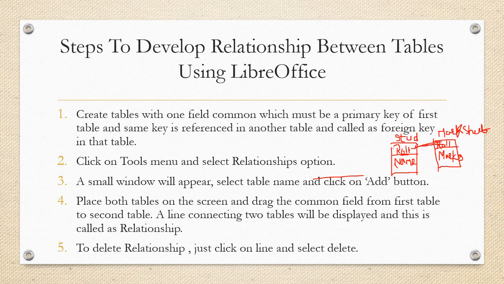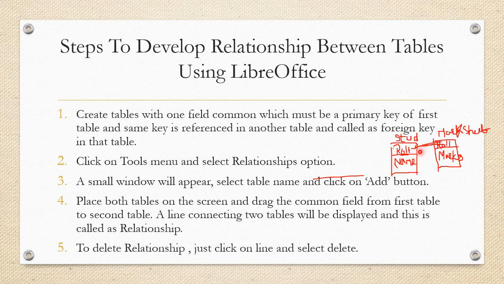The line which you are going to see, from here you are going to drag. This is the primary key. So from here you have to drag and take it till here. So the line that appears between the two, this line is called a relationship. Okay, this line will be called what? Relationship line. This indicates that the relationship has been created between these two tables.